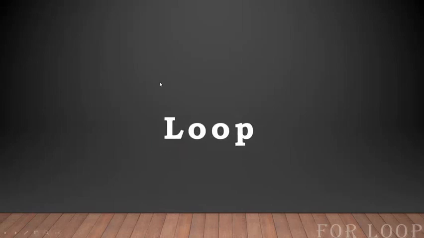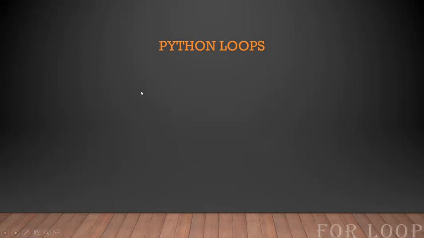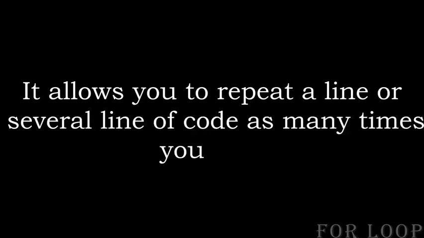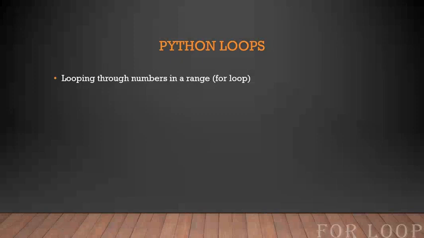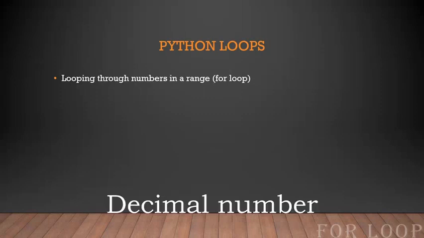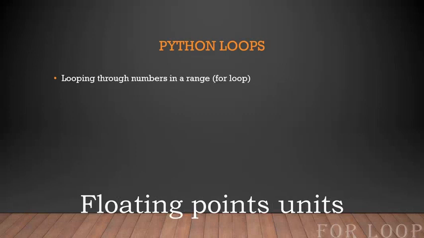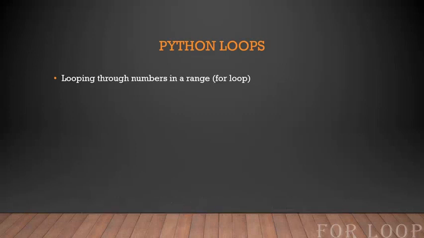So first we'll be seeing Python loops. Under Python loops we'll be seeing something known as a for loop. It allows you to repeat a line or several lines of code as many times as you like. Looping will be done through a function known as range. Again, this is an inbuilt function. We'll be using this function and passing an argument with a number. Basically it has to be a whole number. We can't have floating point numbers in it, so Python will just give errors for it.